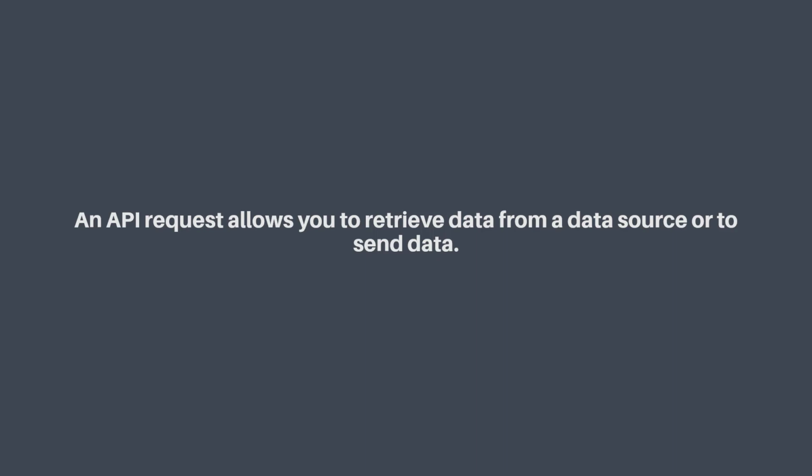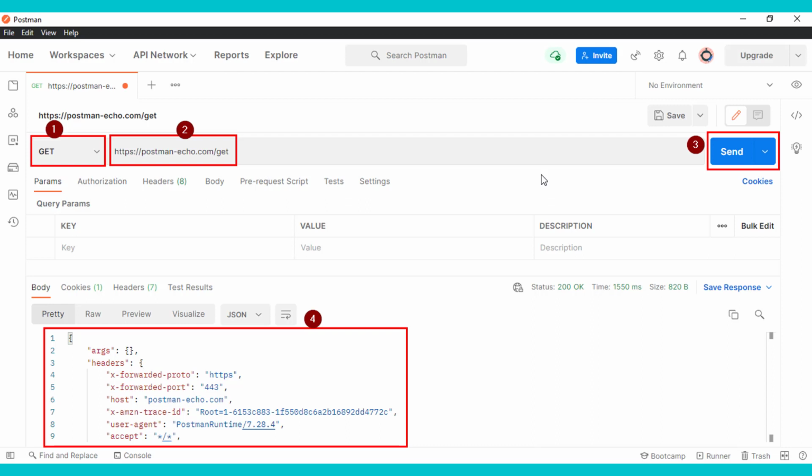You then learned about sending an API request through Postman. An API request allows you to retrieve data from a data source or to send data to it. Sending a request through Postman is pretty simple. Once you create a new request, the first step is to choose the verb. In this example, we have chosen GET. The second step is to enter the URL for the specific API endpoint. Once you have done that, the third step is to just hit the send button to send the request to the specific API server. The server is going to return the response that is displayed in the body section in the bottom part.